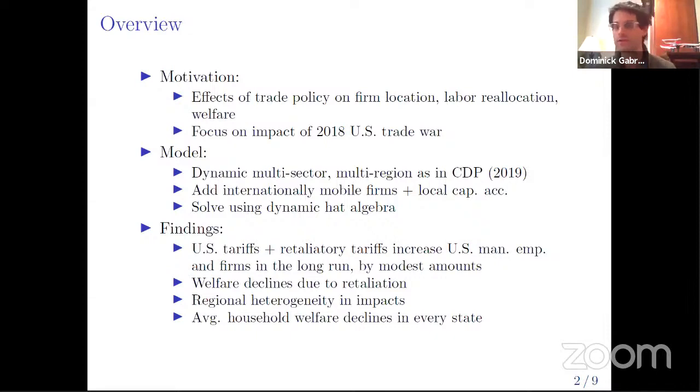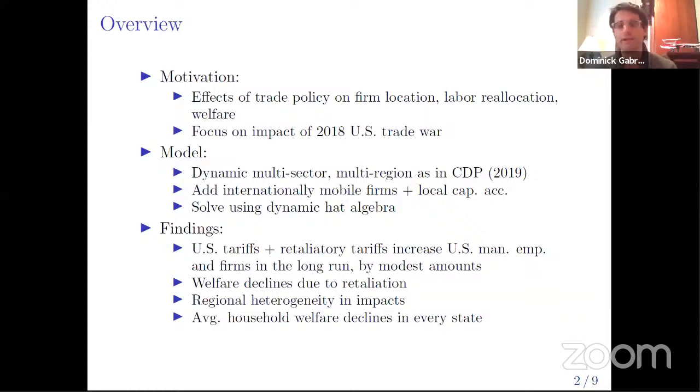The focus is on understanding the impact of the US trade war in 2018. The model is going to be a dynamic, multi-sector, multi-region model, as in Caliendo, Parro, and Dworkin. But the innovation here, relative to that paper, is to add internationally mobile firms and local capital accumulation. And similar to that paper, they solve the model using dynamic hat algebra.